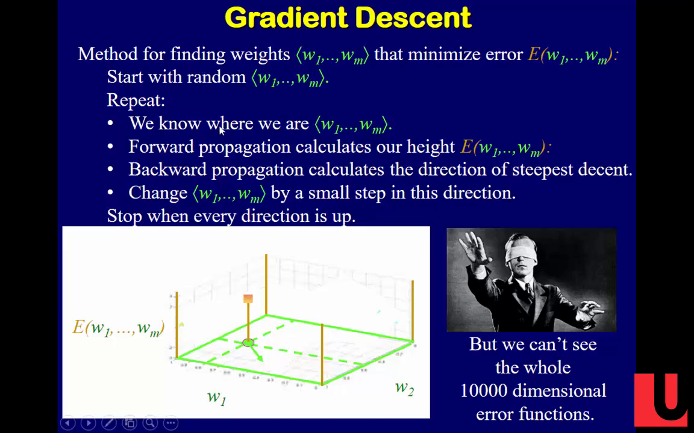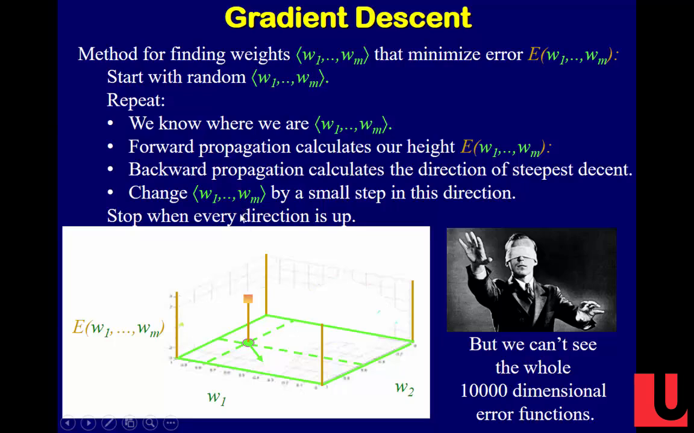So what's the slight difference? I know where I am. I know how to propagate forward to calculate the error of where I am. I know how to propagate back to calculate the direction of steepest descent. No, actually, we don't know how to backpropagate, but we know that somebody does. Now we have a direction to head, and we head in that direction.